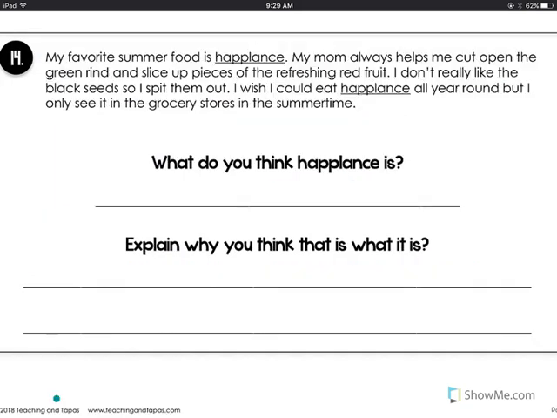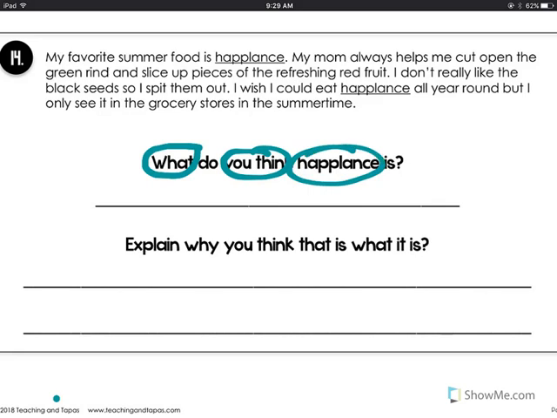So for the last example, it says, my favorite summer food is happlants. My mom always helps me cut open the green rind and slice up pieces of the refreshing red fruit. I don't really like the black seeds, so I spit them out. I wish I could eat happlants all year round, but I only see it in the grocery stores in the summertime. So I'm figuring out, what do you think happlants is?